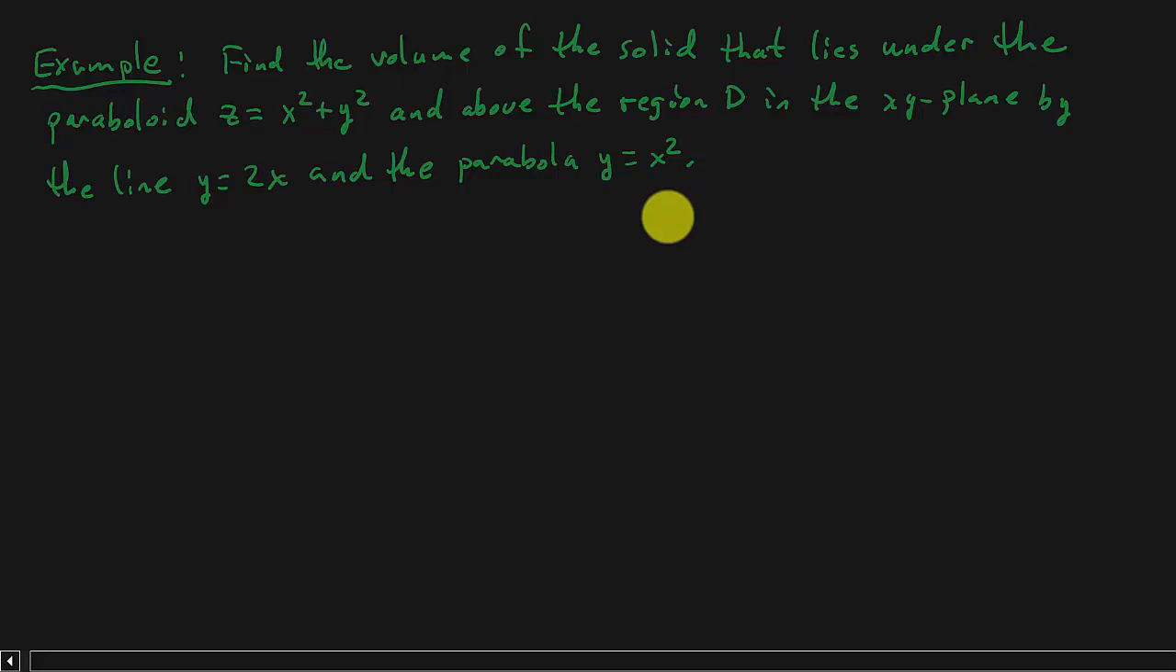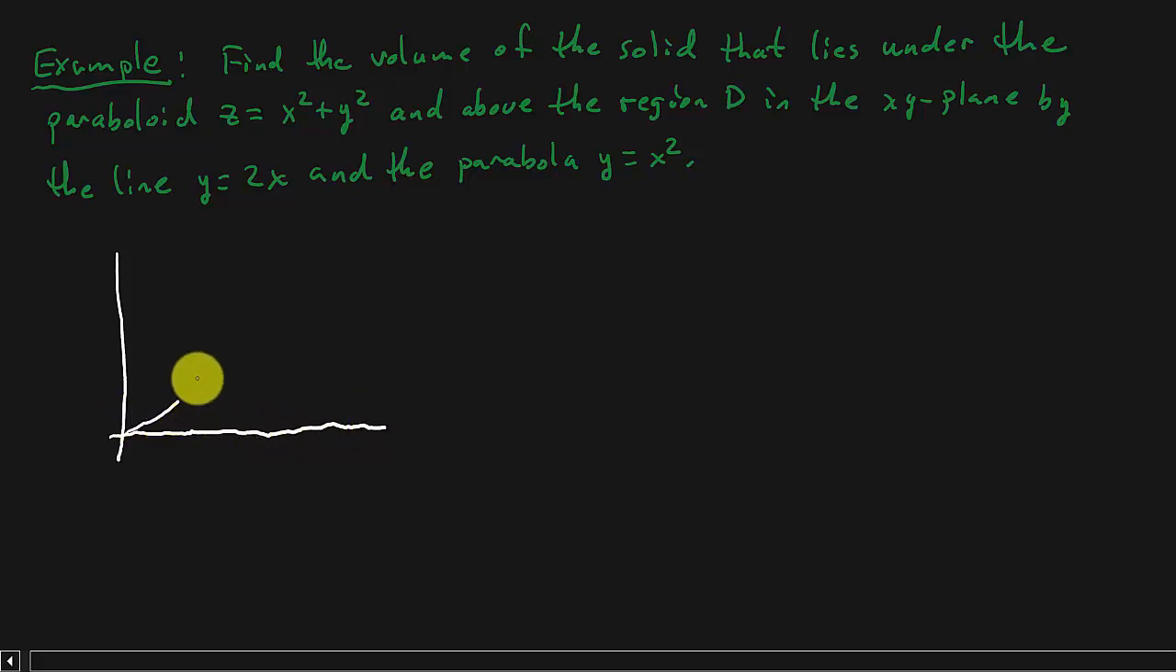All right, so find the volume of the solid that lies under the paraboloid z equals x squared plus y squared and above the region D in the xy plane bounded by the line y equals 2x and the parabola y equals x squared.